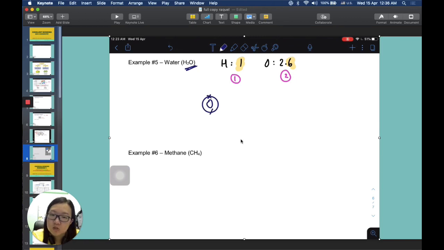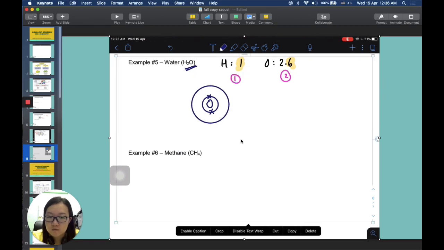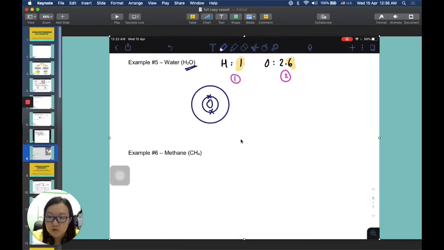So inner shell, 2 electrons, and then outer shell, right? And this is the part where I'm going to remind you again, you really need to follow the convention that I taught you. Otherwise your oxygen atom will be drawn wrongly, and then the final shape of your covalent compound doesn't look like what it should be. So this is how it looks, right? I've shown you the molecule in class.